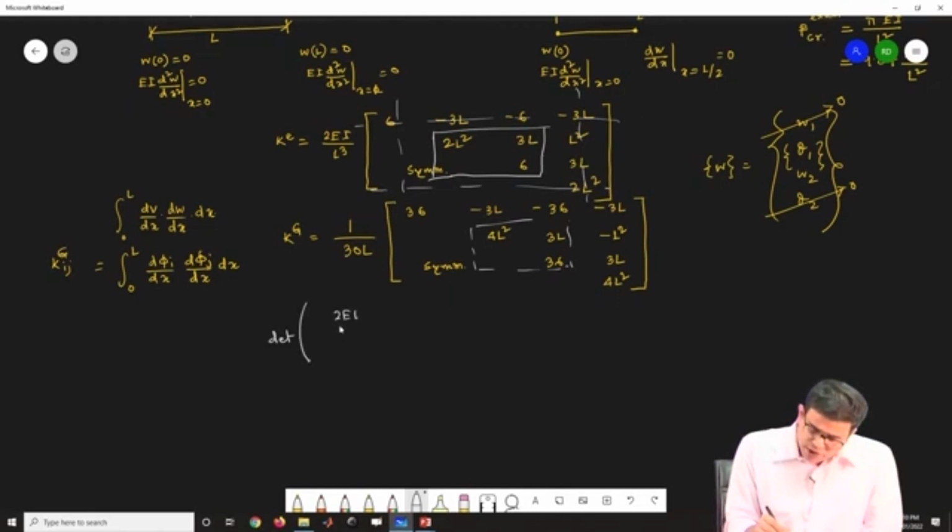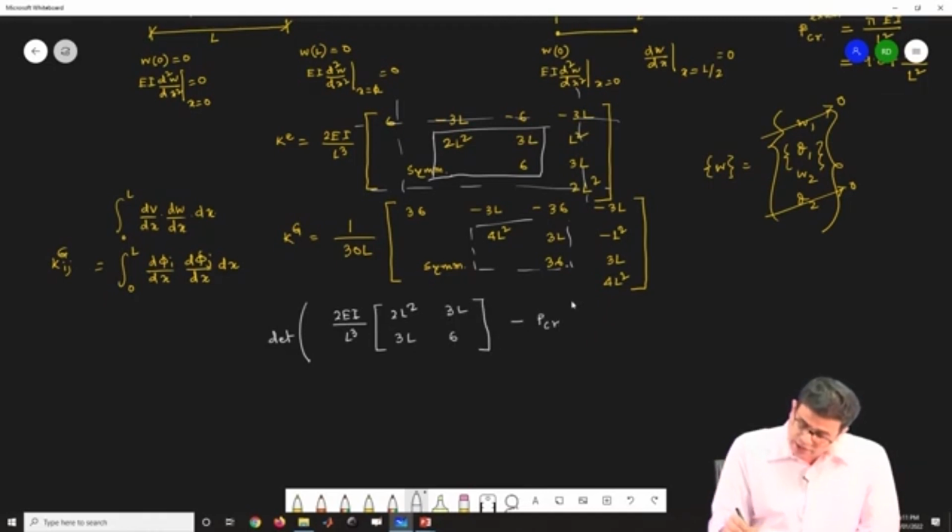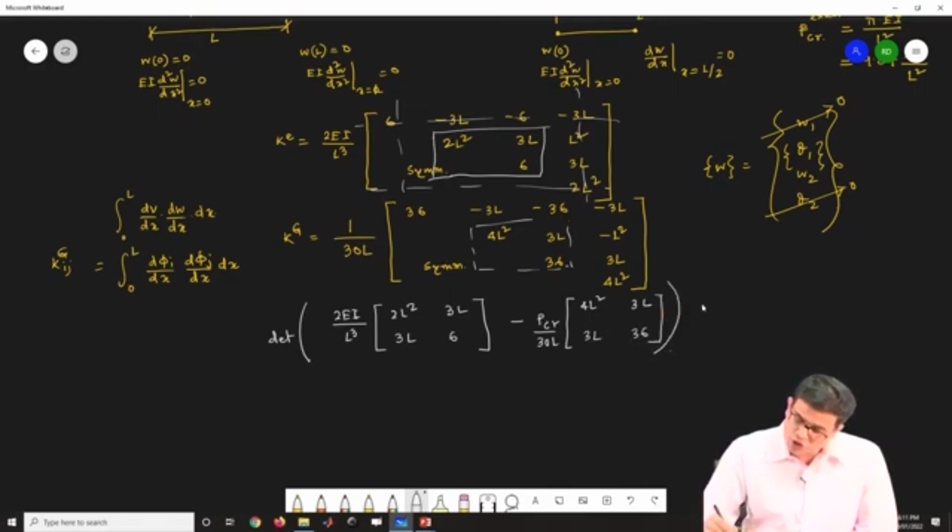2EI by L cube, 2L squared, 3L, 3L, 6, then minus PCR, then this will be 4L, PCR by 30L, then 4L squared, 3L, then 3L, 36. So, the determinant of this matrix will be 0. So, this will give us the characteristic equation. I have just computed it.